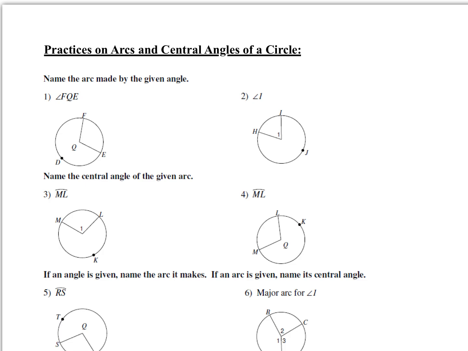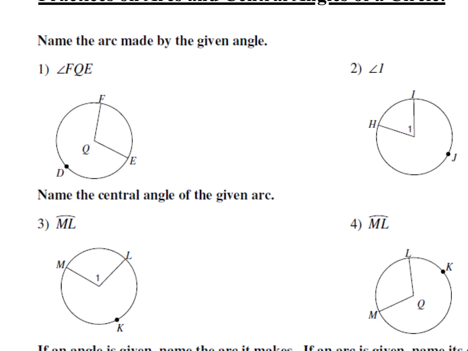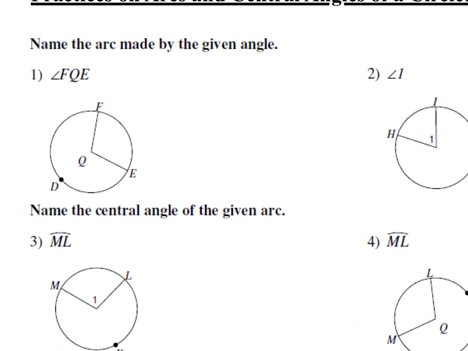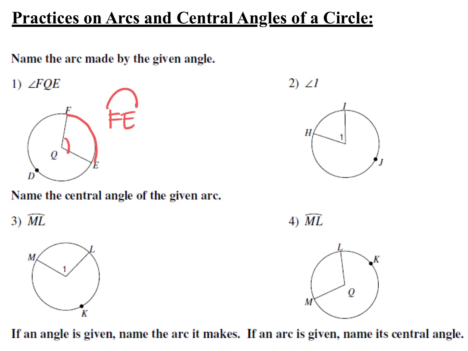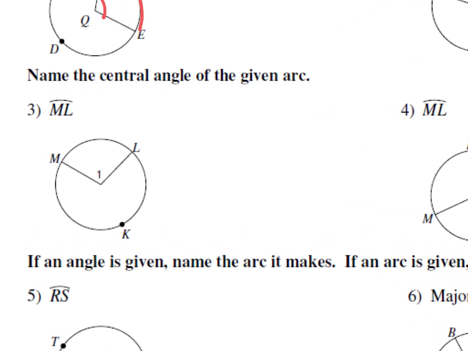Practices on arcs and central angles of a circle. Here, name the arc made by the given angle. Okay, what's the name of the arc? The angle FQE, sorry. The arc that has been made is actually arc FE. Second one, name the arc made by angle 1. The arc that has been created is actually this one. Okay, arc HI.